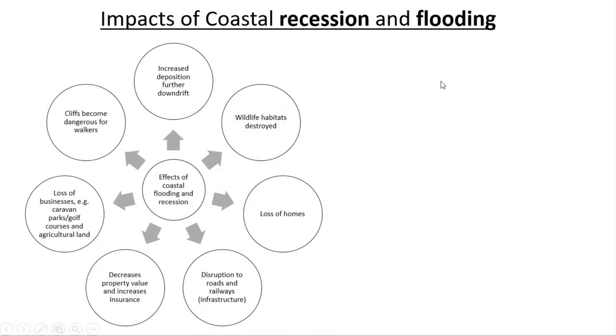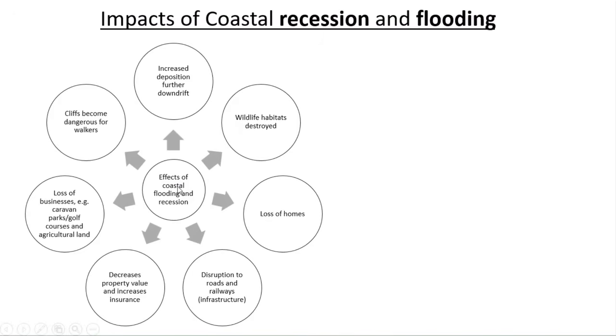So now we've looked at the landforms of coasts, we're just looking at the impacts of coastal recession and flooding. Now I've put those in bold because the question might ask you specifically about recession, which is the retreat of the coast and erosion, or it might ask you about flooding. So that's mainly to do with coastal flooding due to sea level rise or from storm surges, like big storms like happened in Cromer in 2013, I believe, and damaged the pier and everything there.